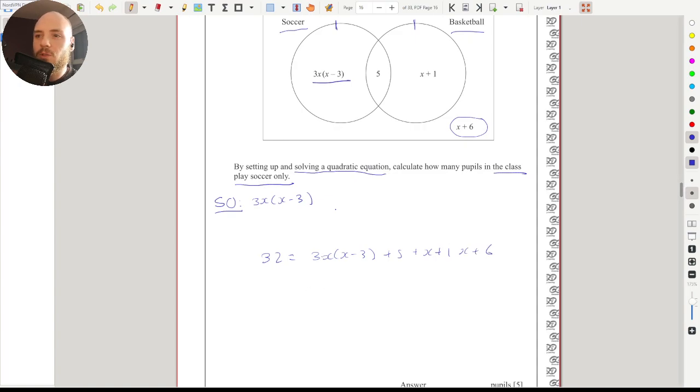We're going to end up with some form of quadratic here because we're going to be multiplying an x by an x. So we might have two values. Well, I'm speculating, but let's see what happens.